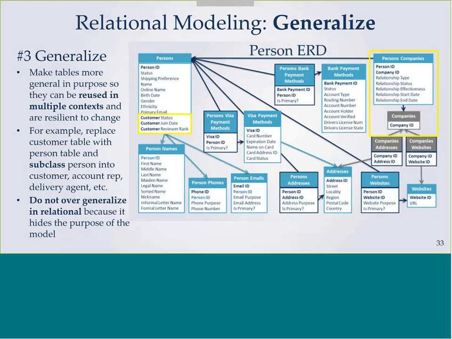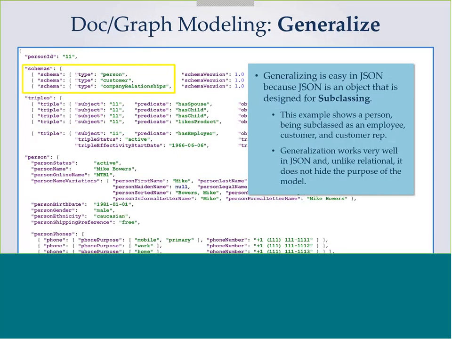We generalize in relational, and notice I've subclassed the customer out of the person. But the only reason you know that is I told you that, and I even put the name customer on it, and I tried to describe it, but it's all implicit. I have another generalization on the right-hand side, which is person companies. I have generalized the relationship between persons and companies. The only reason you know that is because I'm telling you that. There's nothing in this model that says this is what I'm doing. But in the document graph model, it's explicit.